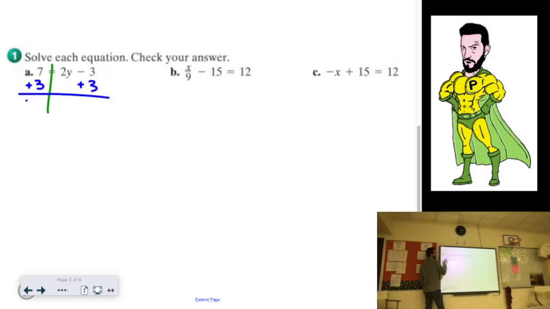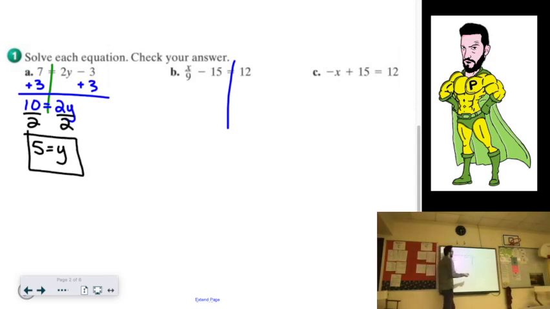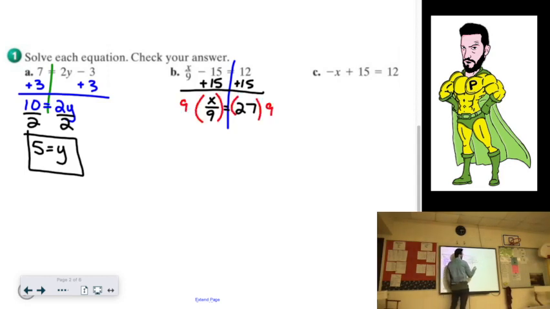Plus 3n equals 2y. We'll divide that by 2 on both sides and we end up with 5 equals y. Over here we'll have to get rid of the minus 15 first by adding 15. x over 9 equals 27. And then we get rid of the divided by 9 by multiplying by 9 on both sides. x equals 1 times 3, I believe, is 243.